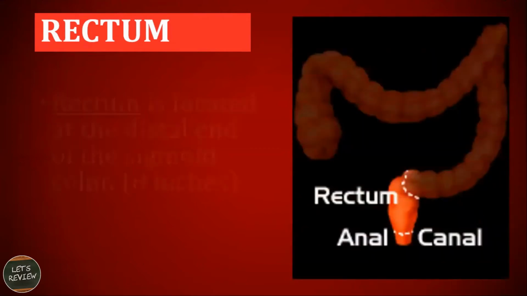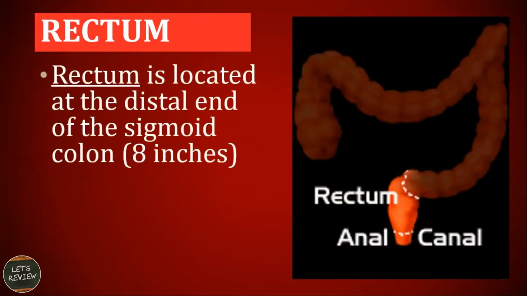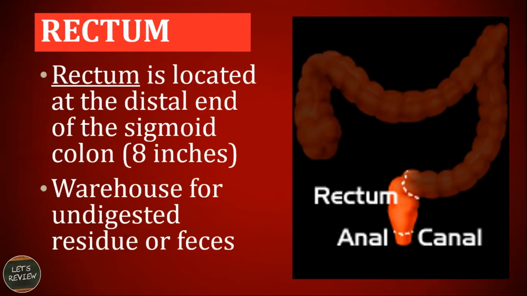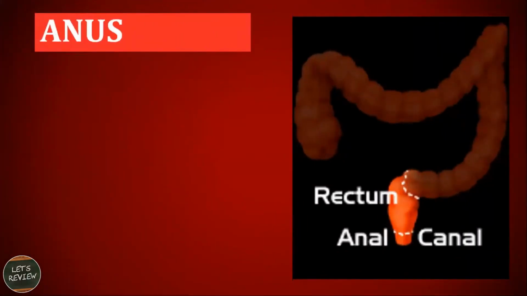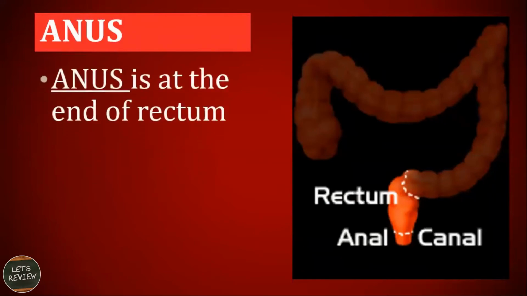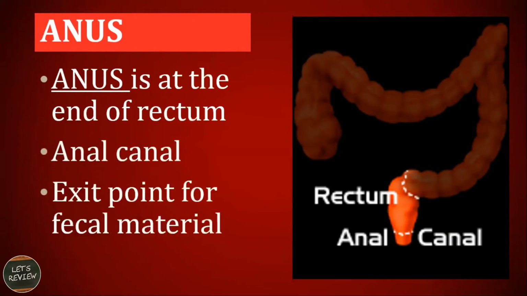In the continuation of the alimentary canal is the rectum, next to the large intestine. The rectum is located at the distal end of the sigmoid colon. It is 8 inches long. This is the warehouse for undigested residue or feces. And the last portion of the alimentary canal is the anus. The anus is at the end of the rectum. It is also known as the anal canal, and it is the exit point for fecal material.